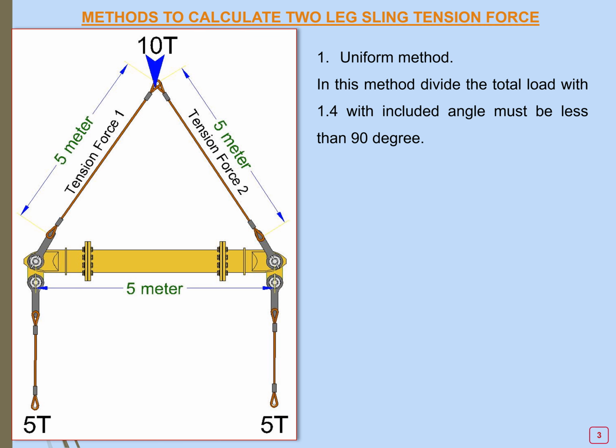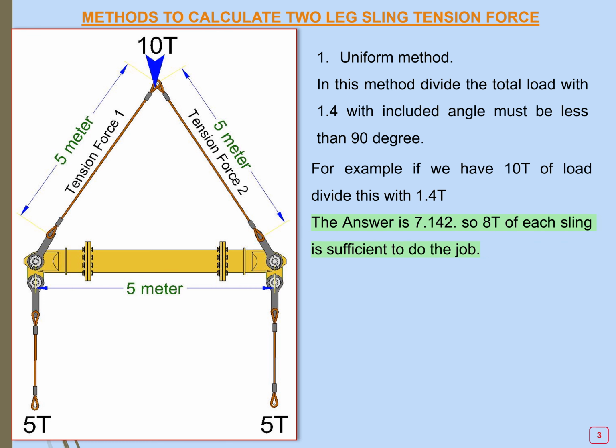Let's start with the uniform method. In this method, we have to remember the factor, which is 1.4. Whenever we are using a two leg sling and the angle is less than 90°, we must use the factor 1.4. So you only need to remember one figure, which is 1.4. In this example, the load is 10 ton, so we will divide this 10 ton by 1.4.